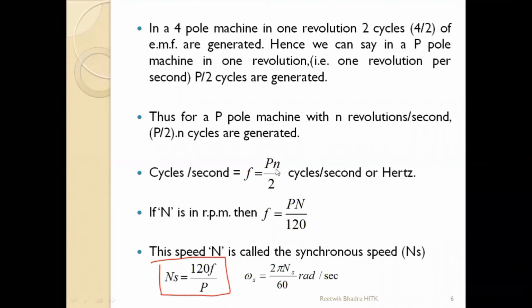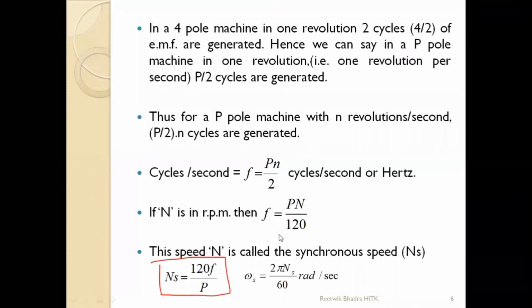That is nothing but small n. So 60 into 2 gives you 120. So F is equal to PN by 120. And this speed N is called your synchronous speed. So Ns is equal to 120F by P. This is how your derivation comes out for your synchronous machines. Okay.